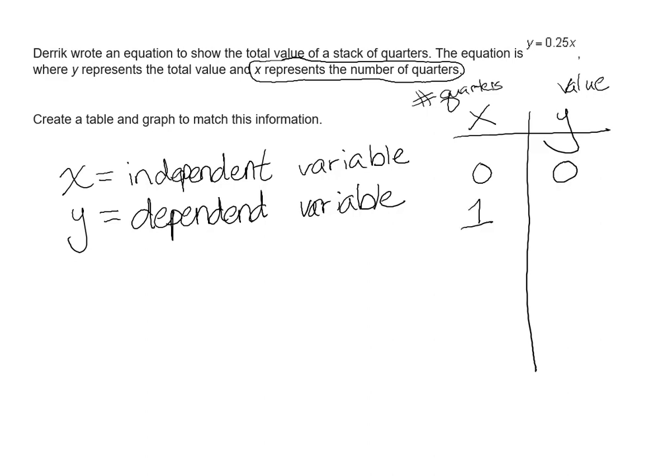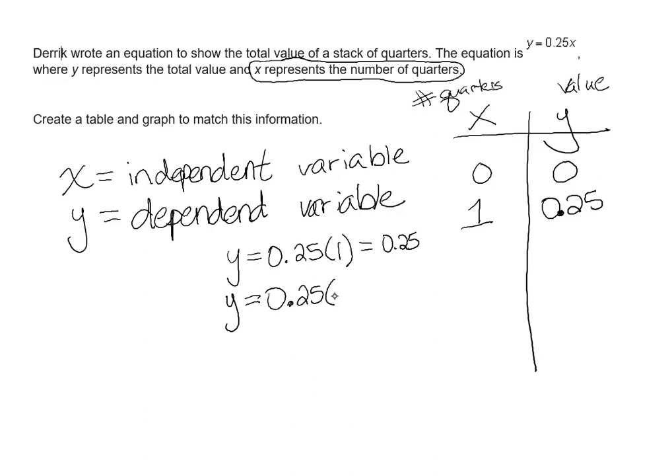If we have 1 quarter in the stack, then we have y equals 0.25 times 1, which is 0.25. 1 quarter is 25 cents, or $0.25. If we have 2 quarters in the stack, then we would use our equation and multiply 0.25 times 2, and 0.25 times 2 is 0.50. 2 quarters is 0.50, which is 50 cents.